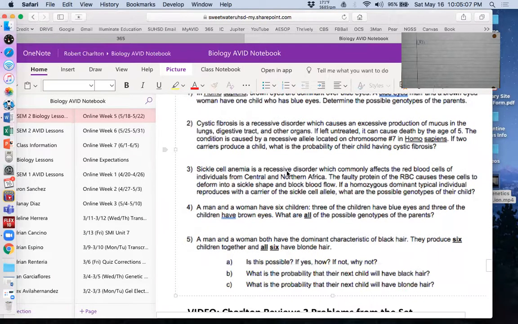All right, number 3, sickle cell anemia. Sickle cell anemia is a recessive disorder which commonly affects the red blood cells of individuals from Central and North Africa. The faulty protein of the red blood cell causes these cells to deform into sickle shape and block blood flow. Okay, so they just gave me a ton of information right there. But what do I really want? I need this. Sickle cell anemia is recessive. So boom, right there, I want to capture that. I want to go write that down. So I go stop, sickle cell.